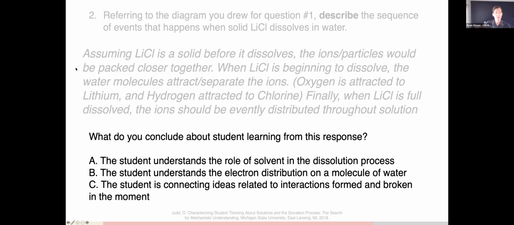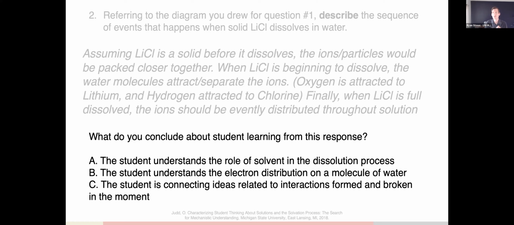So most people, 46% of people, picked C. The idea that the student is connecting ideas related to interactions formed and broken in the moment. Some of you might have been using that tried and true strategy of picking the longest answer, which I guess is okay. That works a lot of the time, right? That can be an intuitive resource. So I agree, that seems consistent.